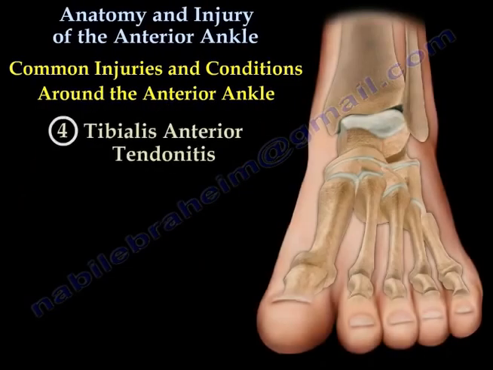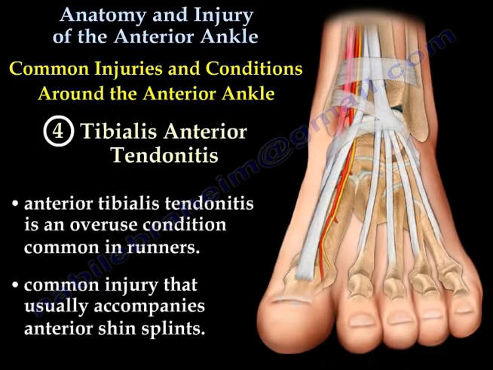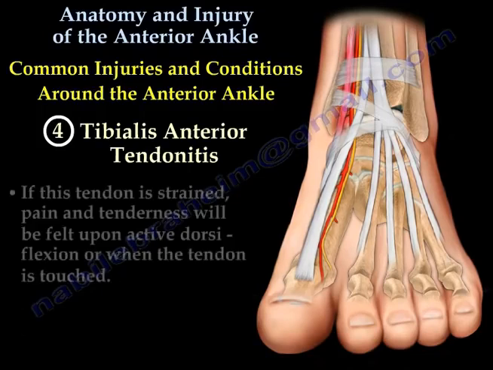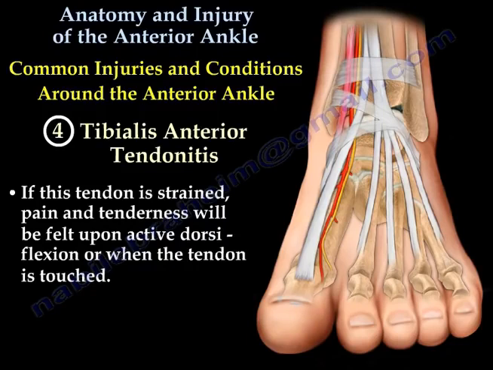The final condition is tibialis anterior tendinitis. This is an overuse condition common in runners, and it usually accompanies anterior shin splints. If this tendon is strained, pain and tenderness will be felt upon active dorsiflexion or when the tendon is touched.